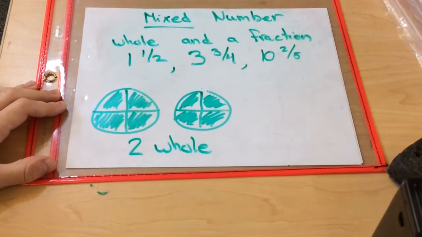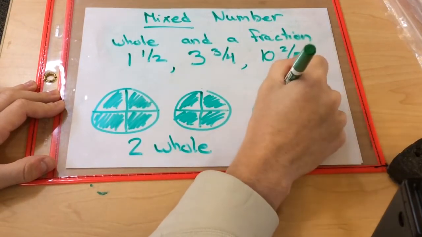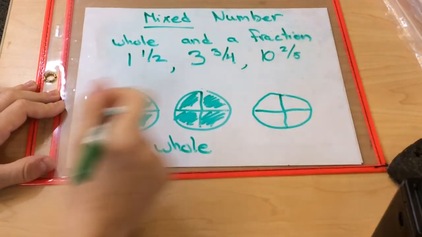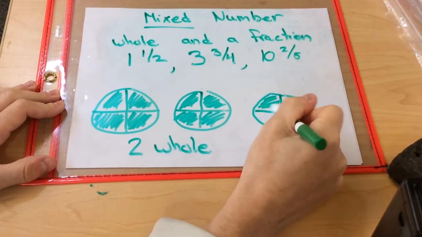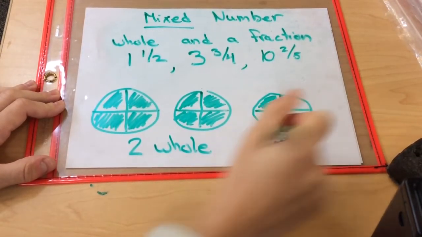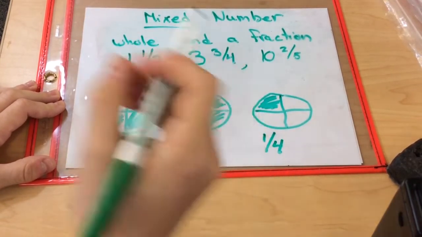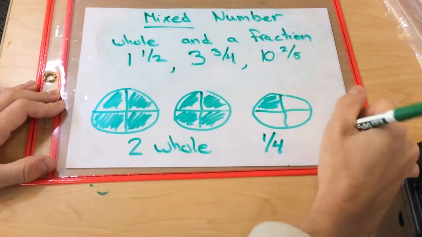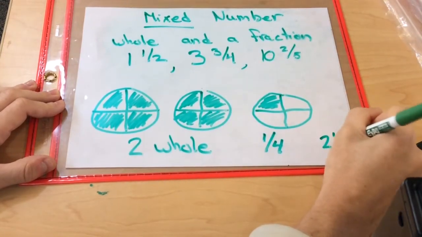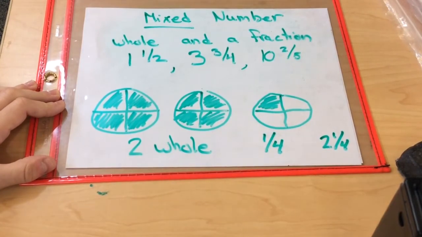And I got on the phone and I ordered another pizza. And it was cut into 4 pieces again. But this time, I got full after I ate 1/4 of the pizza. So I ate 2 whole pizzas and 1/4. So together, I ate a total of 2 and 1/4 pizzas, my whole number and my fraction.